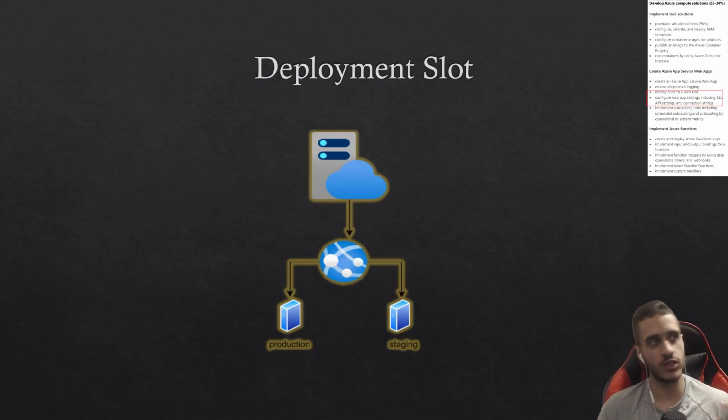But one of the interesting things you can also do is things like A/B tests. You can divide traffic between your slots to do things like A/B tests.